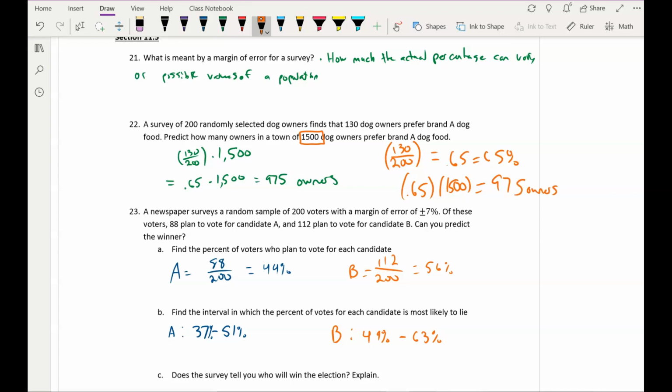So that's how you do these types of problems. Find the percentage of the sample, and then just use that percentage, multiply it by the total population you're looking at there. All right, last thing.